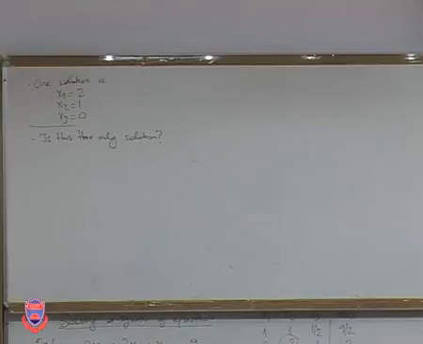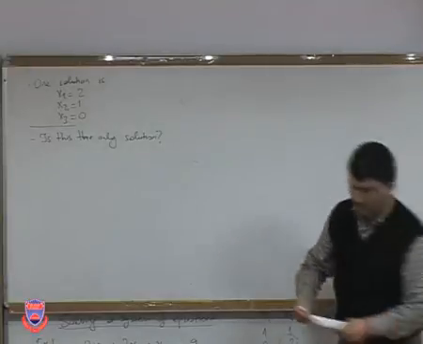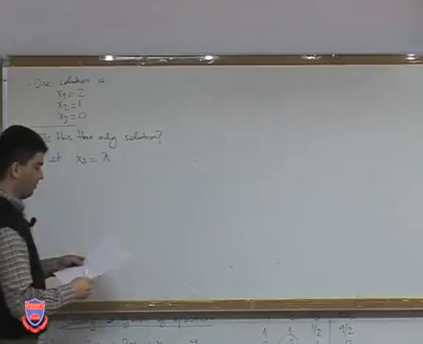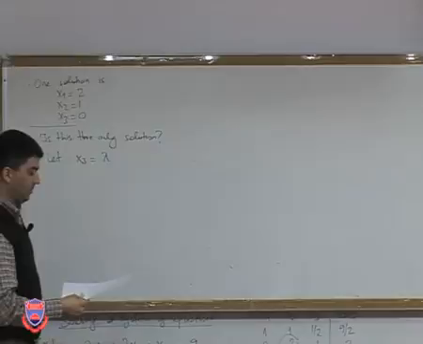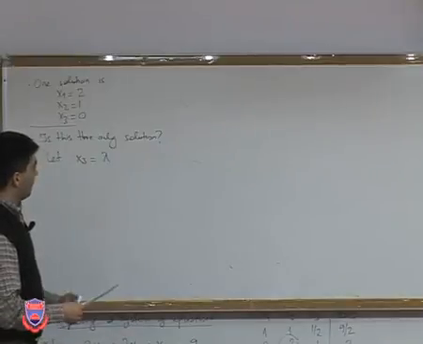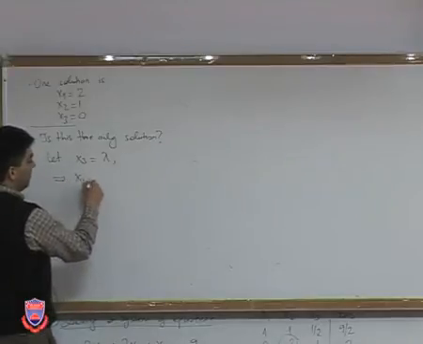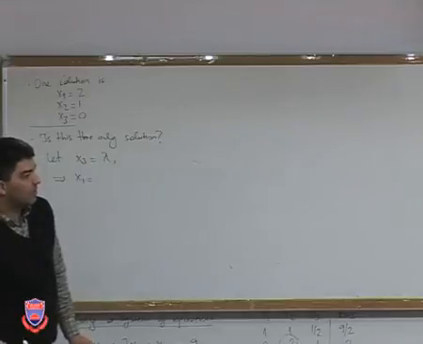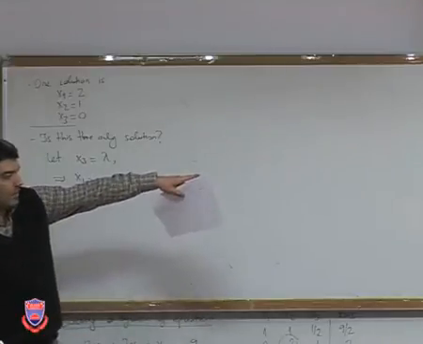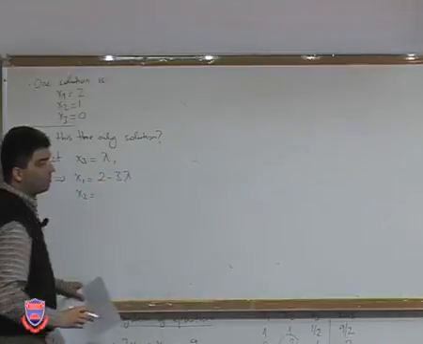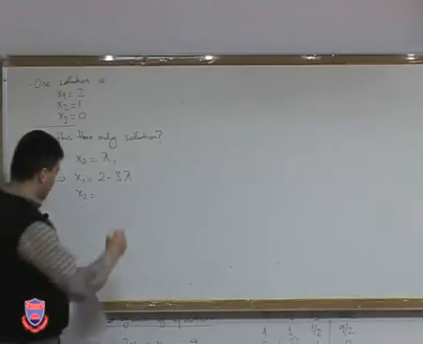So one way to think about this is, I can think of x3 as a parameter in this problem. Okay, so what I can do is the following. I can let x3 be equal to lambda. Okay, where lambda is any real number. Okay, then if this is the case, what can I say about x1 in terms of lambda? 2 minus 3 lambda, right? So if you look at the last table, so you have 2 minus 3 lambda. What about x2? It's going to be 1 plus lambda.